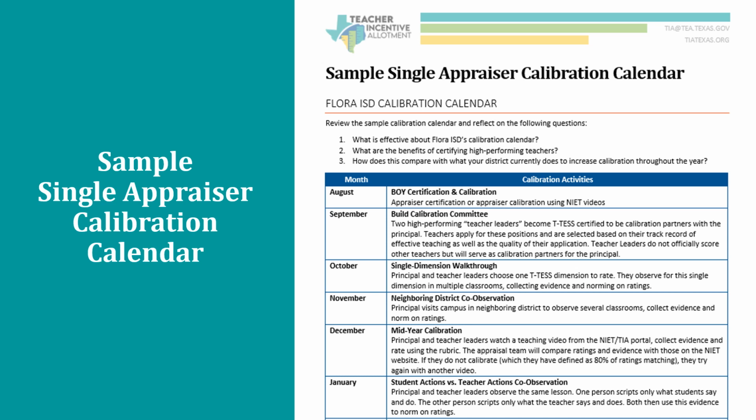Now that we've identified some potential calibration partners, let's dive into a sample single appraiser calibration calendar. The calendar can be found on our TIA website under the Resources tab. As you look through the sample calendar, remember that this is just a sample. Some strategies may work and others may not. The idea is to look through an example, identify calibration activities, and think about what is effective in the example.